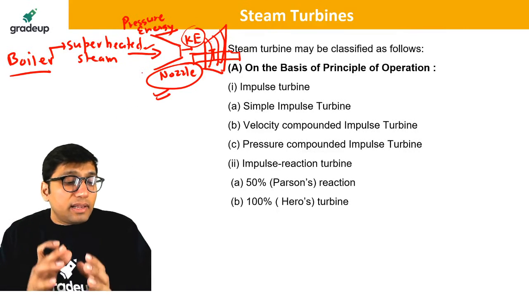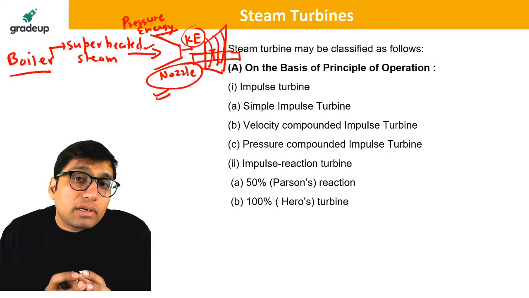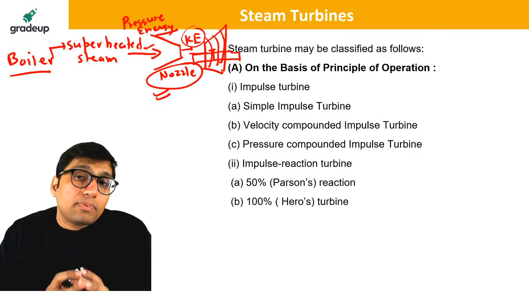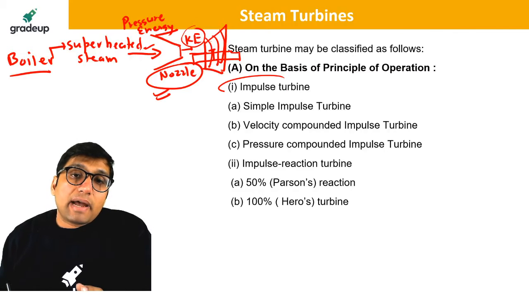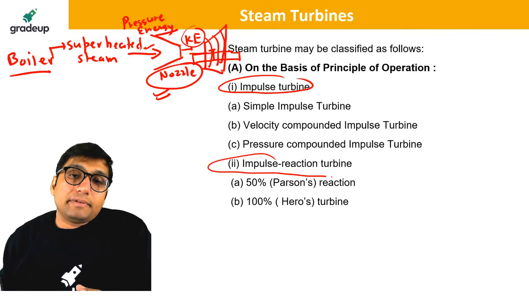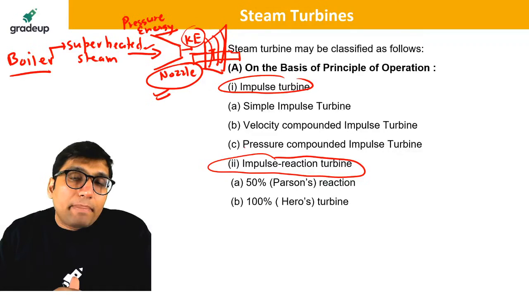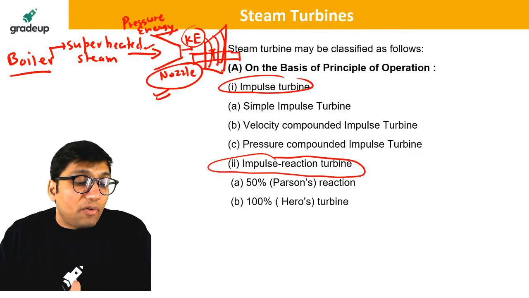So basically, if you have to study the classification of the turbine, steam turbines can be classified into two types on the basis of principle of operation: impulse turbine and impulse reaction turbine. So what are impulse turbines? Impulse turbines are those turbines which work on the impulse momentum principle. What is the meaning of impulse momentum principle?